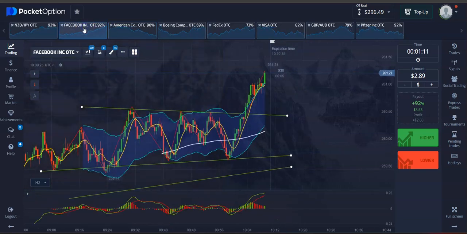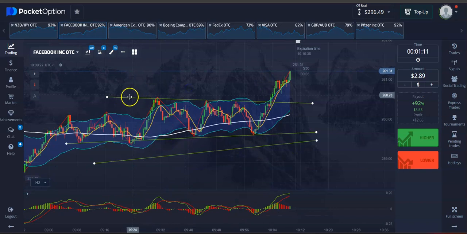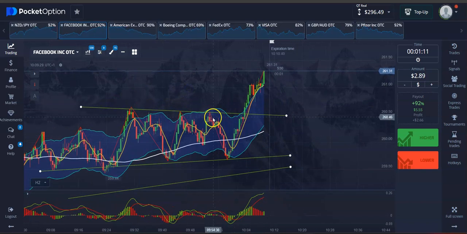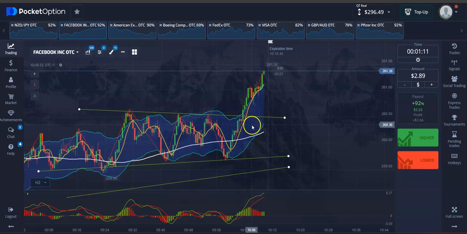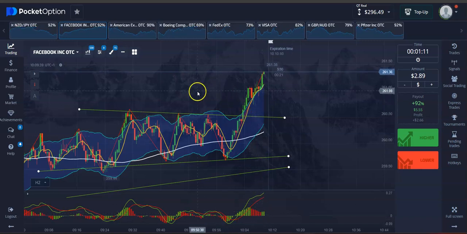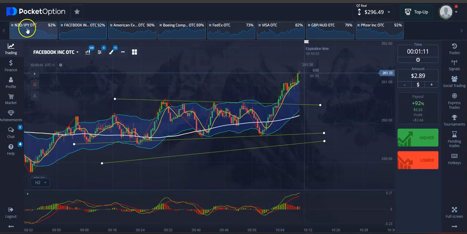Okay, this one right here, Facebook. Caught this one around here or here somewhere. Okay, I thought the price would come over here and bounce down, but it did not. Despite the MACD showing lots of red bars, price continues to go up. Okay, so this trend is no longer valid for me.